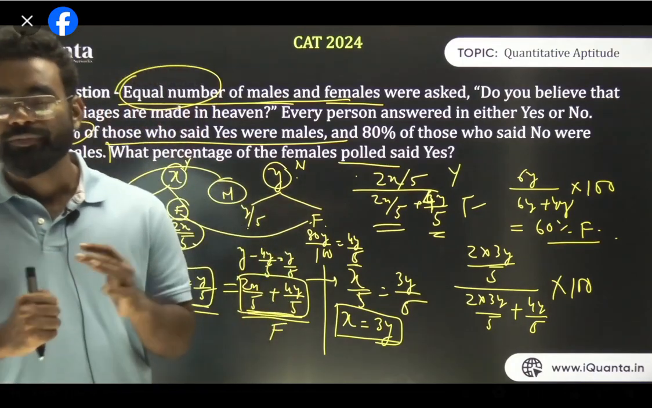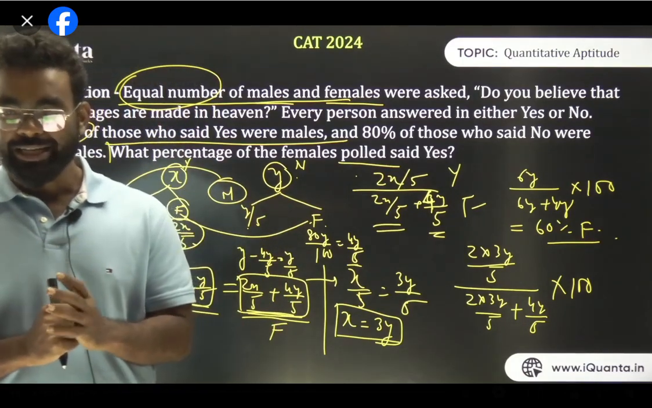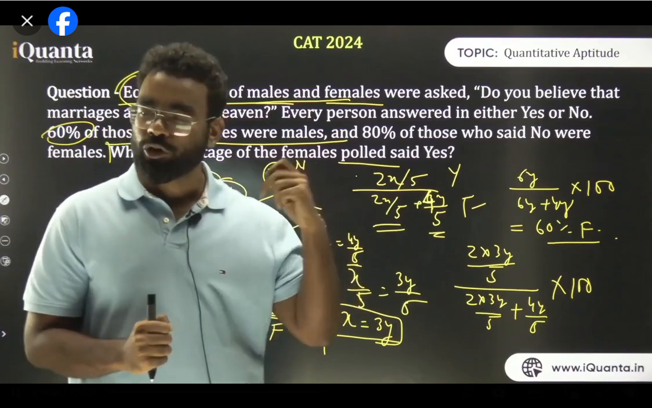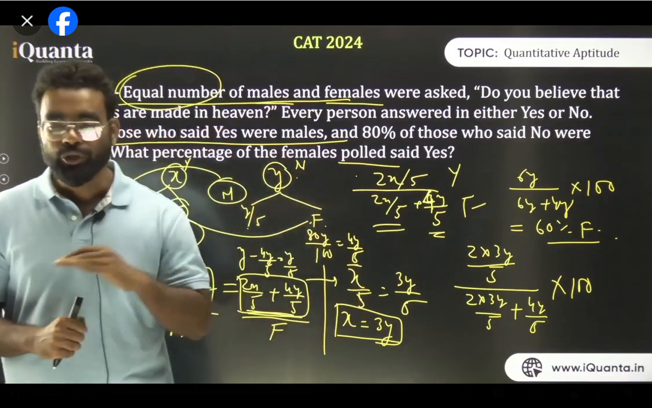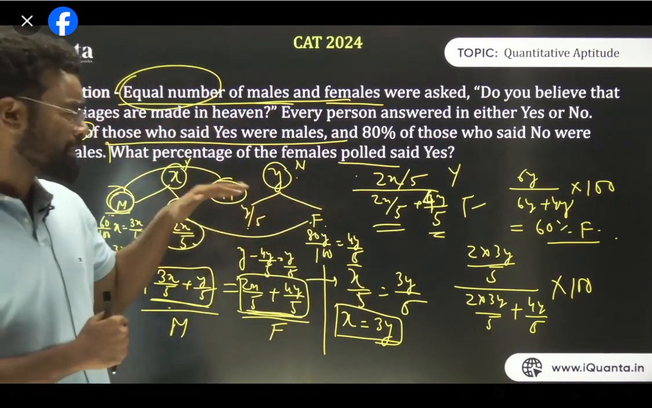Is it fine, guys? I hope all of you have understood this. So this is the method. If you change to another method also, you have to use another variable. There might be some easier method, but I cannot see any easier method for this question.